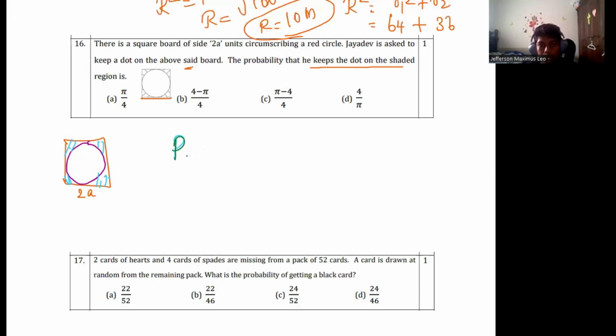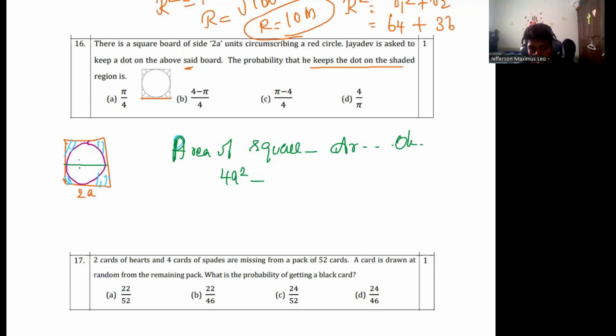Area of a square minus area of a circle. Area of a square is side times side, it's 4a square. Area of a circle: this is 2a, meaning the diameter is 2a and the radius is a. Radius is a, so the area is pi a square. Area of a square minus area of a circle is the shaded region.